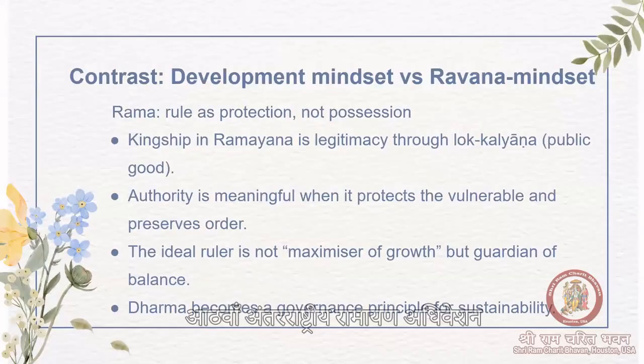Second, Rama: rule as protection, not position. Kingship in Ramayana is legitimate through lok kalyan, the people's good, the public good. Authority is meaningful when it protects the vulnerable and preserves order. The ideal ruler is not a maximizer of growth, but a guardian of balance. These are the essential messages that come from Ramayana. Dharma becomes the governing principle of sustainability.